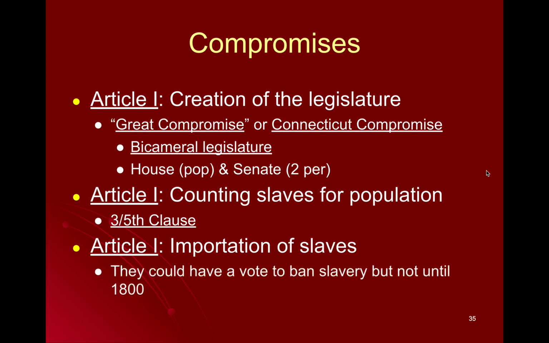They put in a clause that says they can't have a vote to ban the importation of slaves until after 1800. So this basically kicks the can down the road: slavery will continue throughout the southern states, or any state that wanted to continue it, and they couldn't have a debate about it for many years to come.